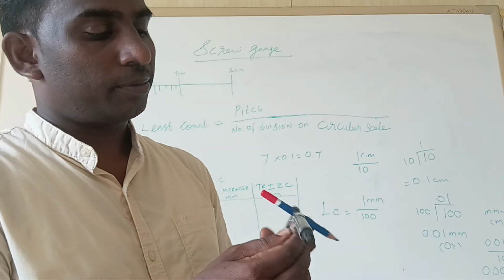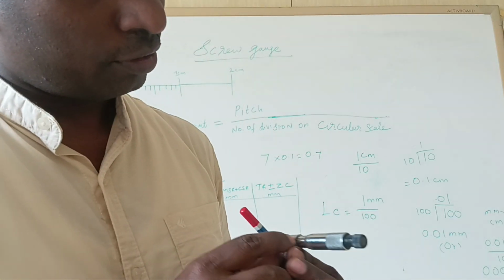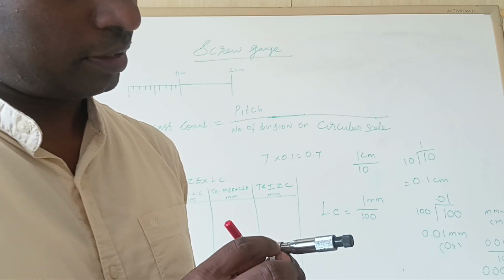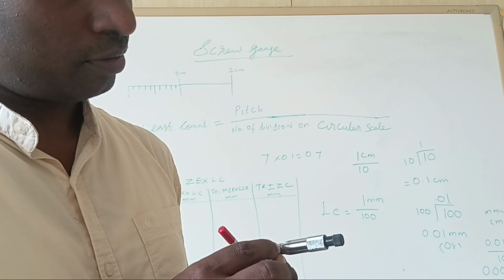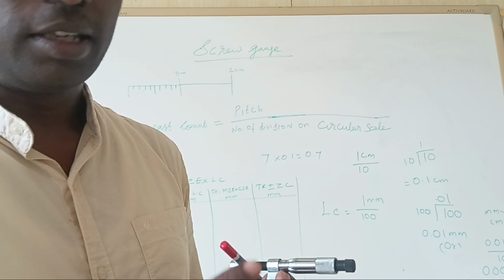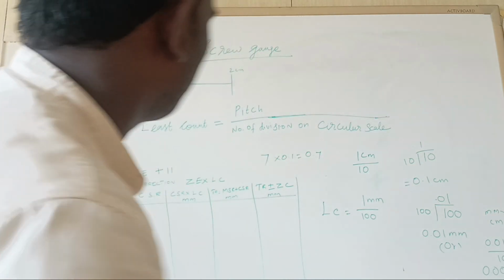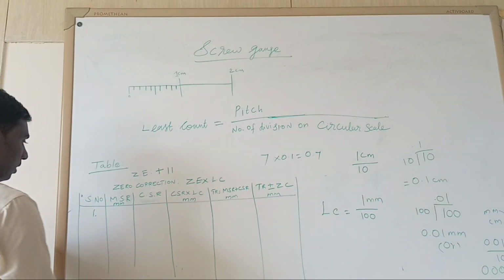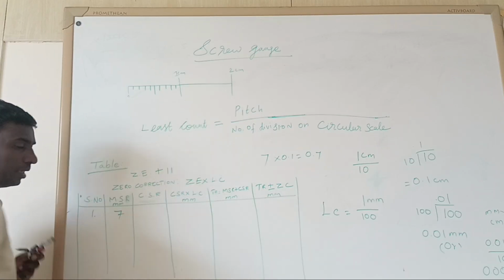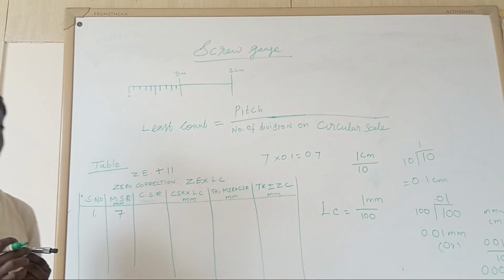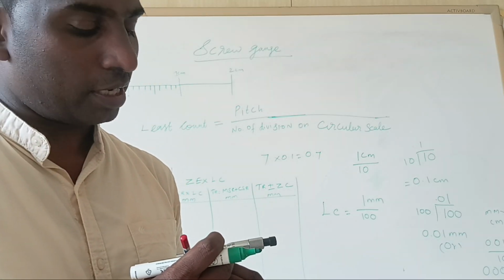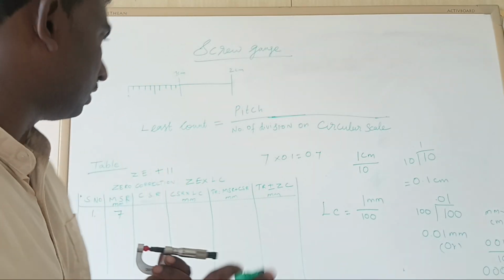Now you see here, the first line is the 0. How many lines can you see here? 0, 5, 6, 7 lines. After 5, one line, after that one line. 7 lines are there. So the main scale reading, I write here 7. That means 7 millimeter. This is the main scale reading.